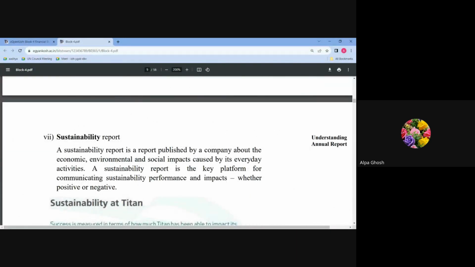Sustainability report. The sustainability report includes the economic, environmental, and social impact caused by the company's everyday activities. Is it going to hamper the environment? Is it going to cause any loss to the environment? How is it catering to the social needs of society? All these things are communicated through the sustainability report.